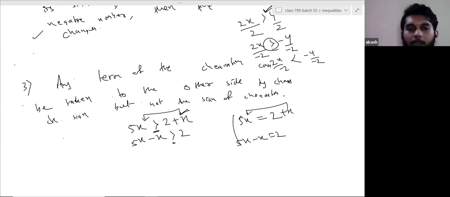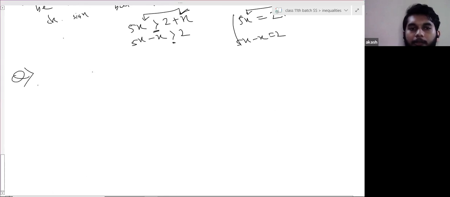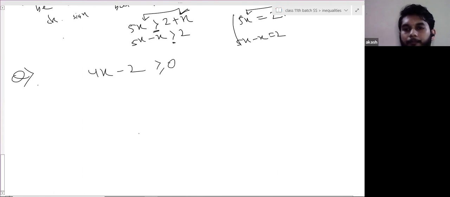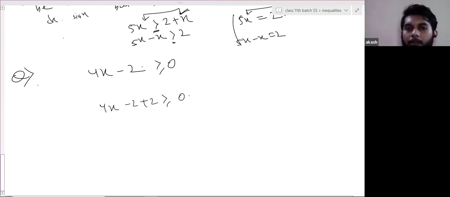All right, let's start with a few simple questions. And Iram, you have to solve this also. These are new options. 4x minus 2 is greater than or equal to 0. Let me solve this one. We can add 2 to both sides, right, Fahad? Yes. So 4x minus 2 plus 2 is greater than or equal to 0 plus 2. So this is 4x greater than or equal to 2.